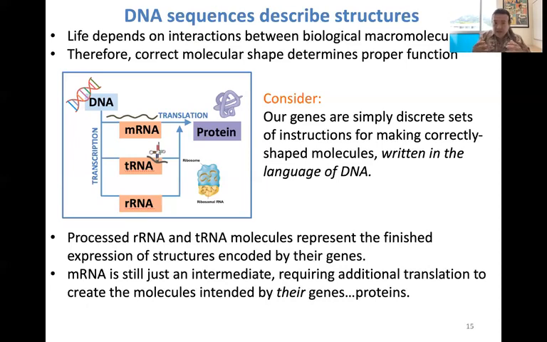In some cases, the rRNAs and tRNA molecules, those are the finished expression of the structures that are meant to be, you know, little sections of our genome are meant to make these shapes, right? mRNA represents an intermediate. It is sort of like the intermediate set of instructions that still need to be translated to make the final molecules intended by their shapes or their genes, right, which are the proteins.